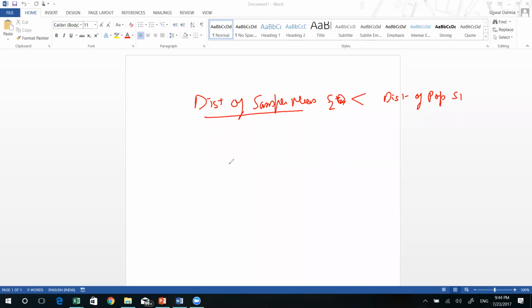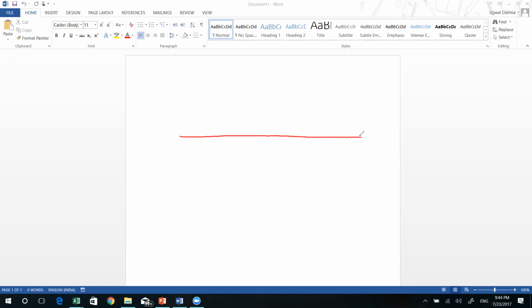Okay. So guys, finally, all right, Ashima wants me to give another try. Ashima, let's say this is your population distribution. Okay, this line. This is the minimum value. This is the maximum value.